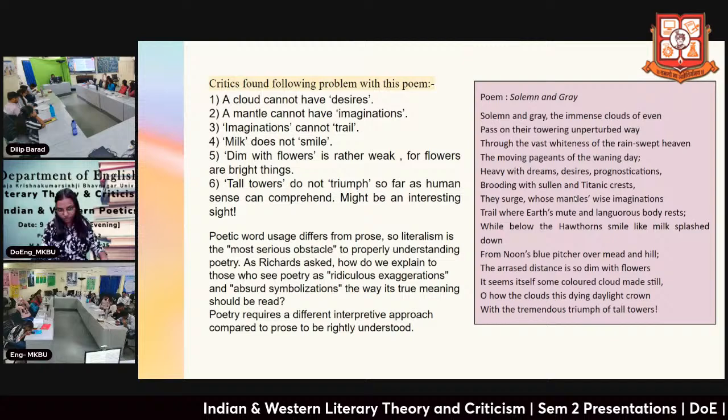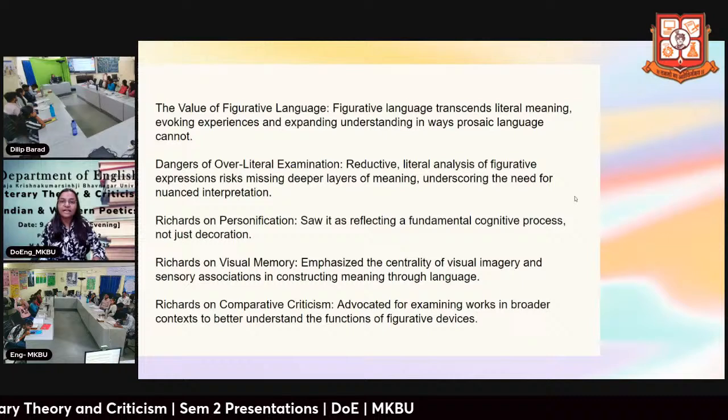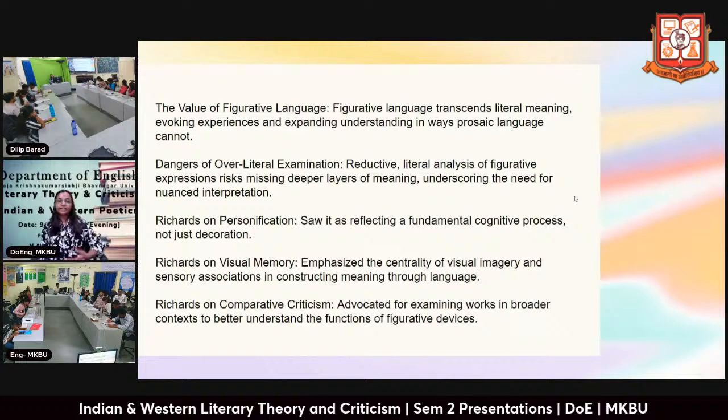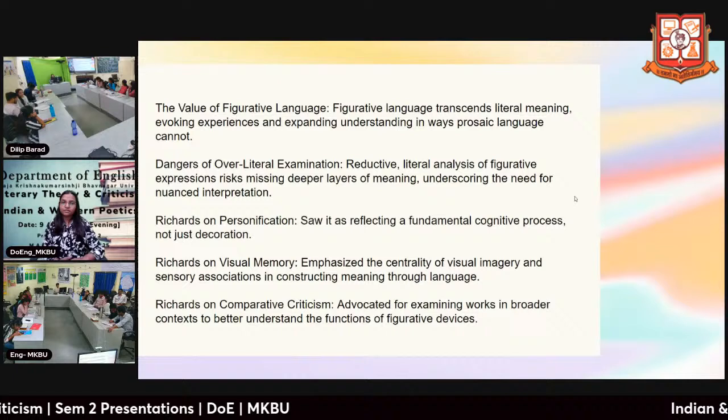The value of figurative language: figurative language transcends literal meaning, evoking experiences and expanding understanding in ways prosaic language cannot. Dangers of over-literal examination: reductive literal analysis of figurative expression risks missing deeper layers of meaning, underscoring the need for nuanced interpretation.